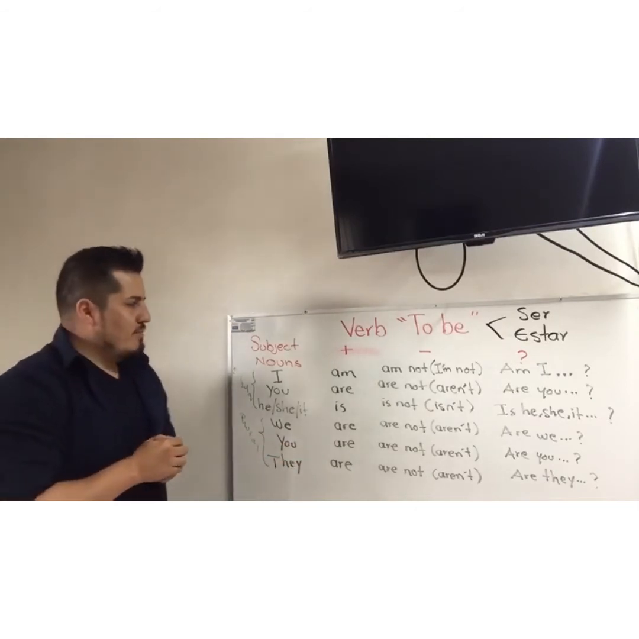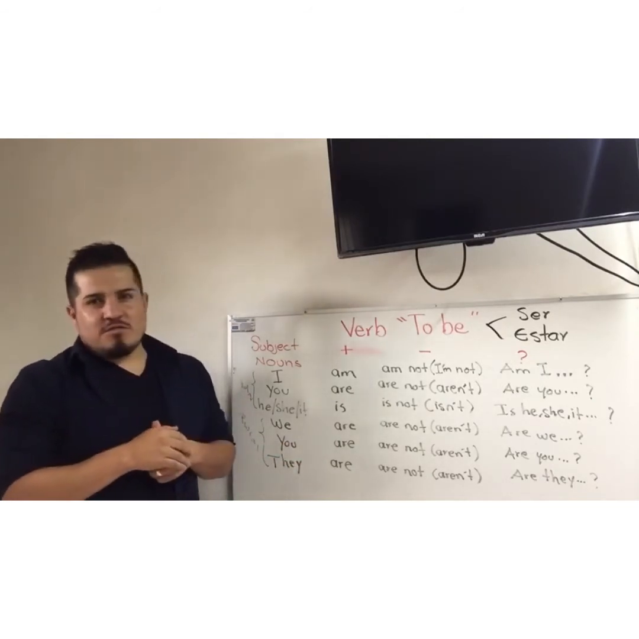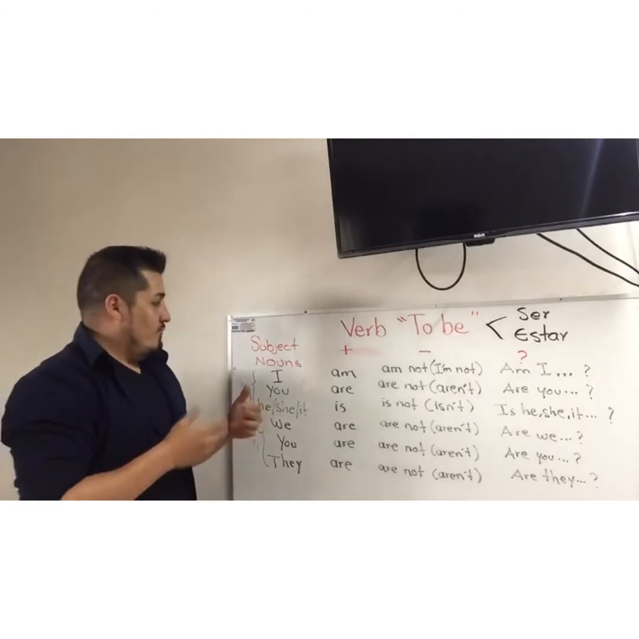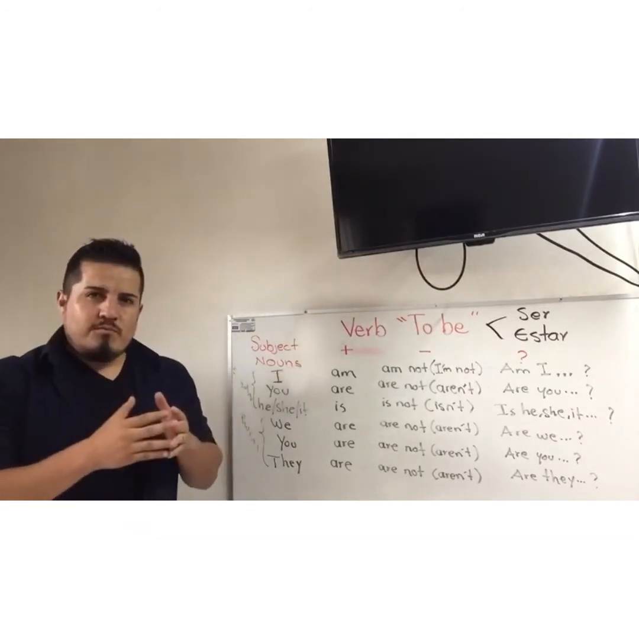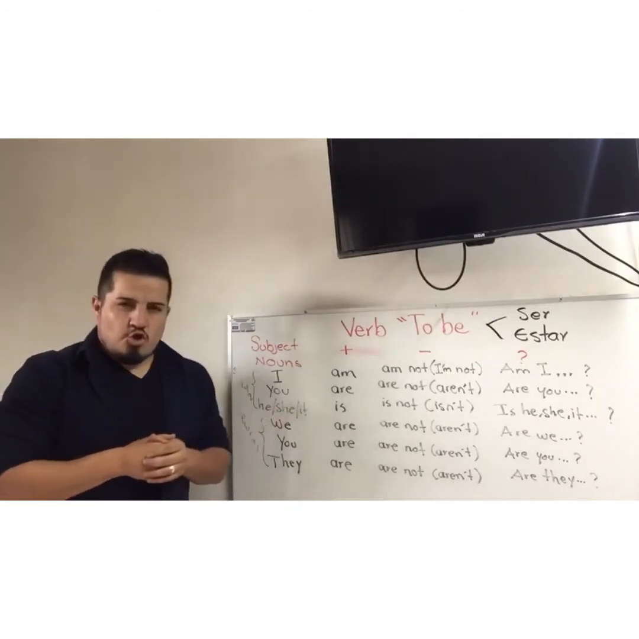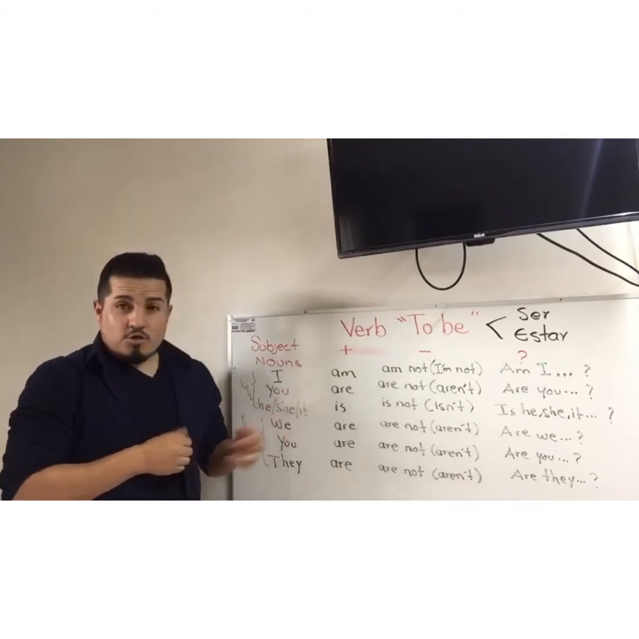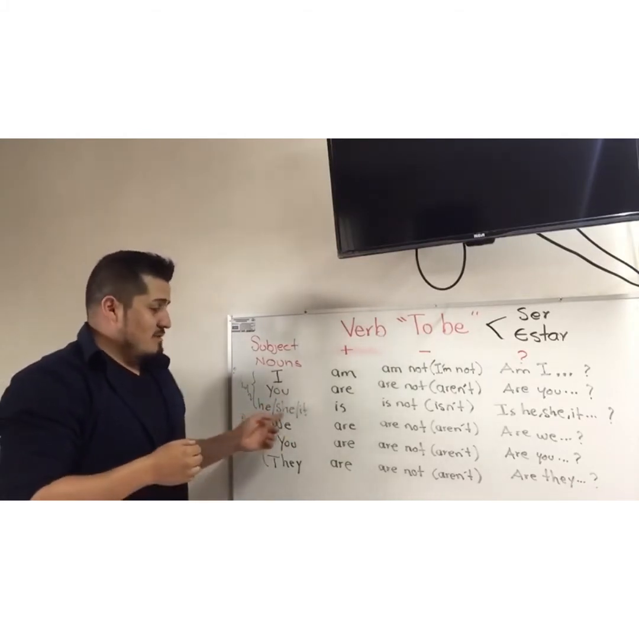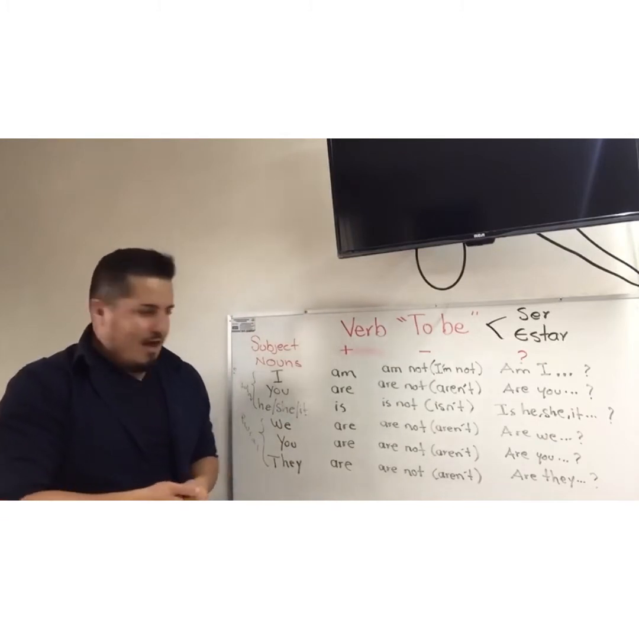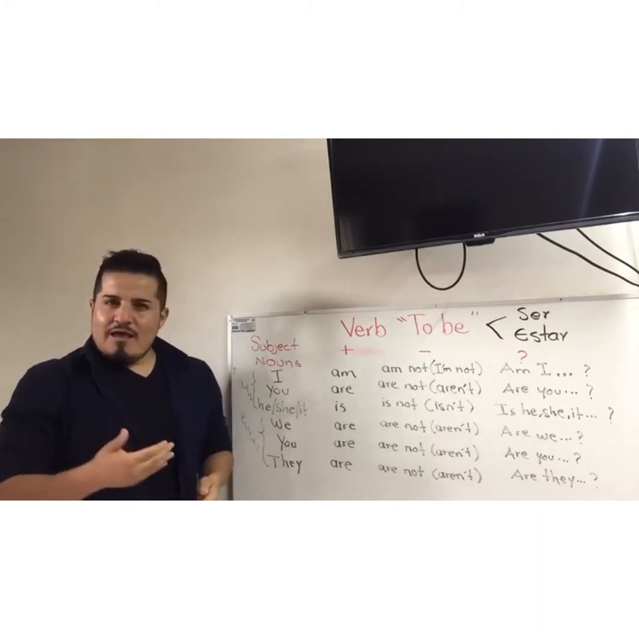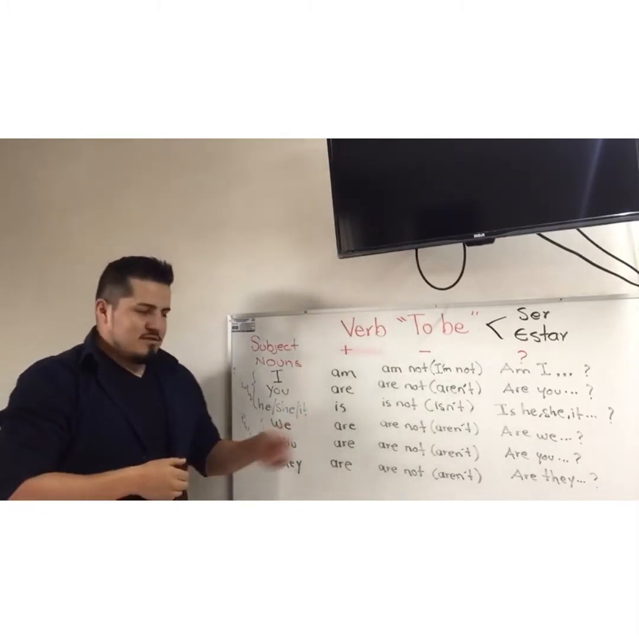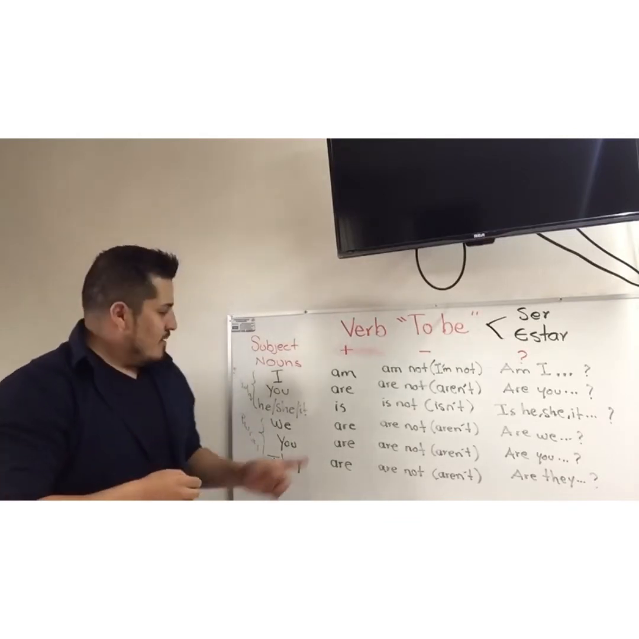Very important to remember that the verb to be has two different meanings in Spanish. So, I am will be something like yo soy or yo estoy. You are, tú eres or tú estás. He is, él es or él está. She is, ella es or ella está. It is, eso es or eso está.